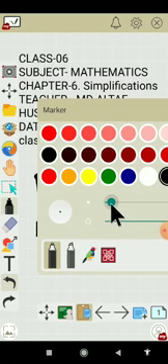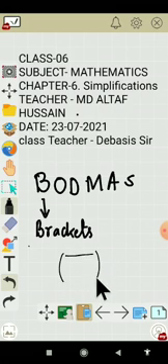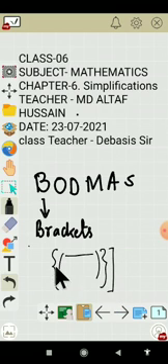So how many types of brackets are there? So we will see there are some brackets. First one is the bar, then the first bracket, second bracket, third bracket.